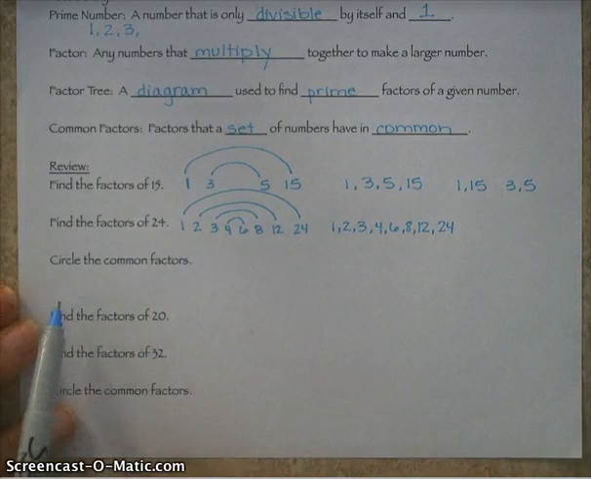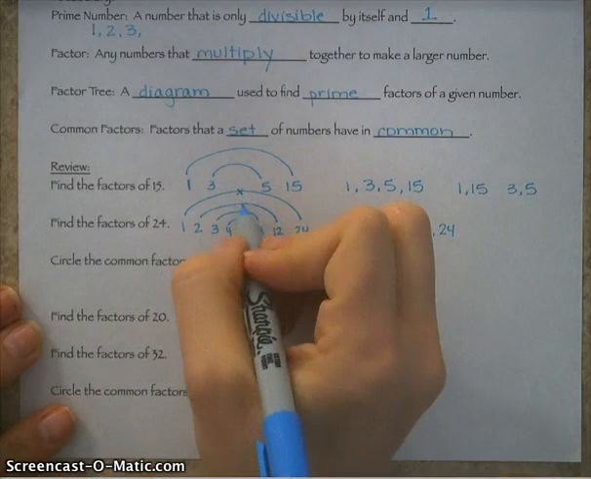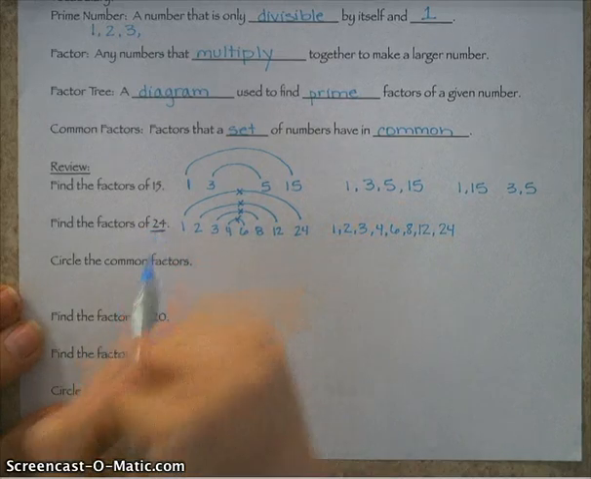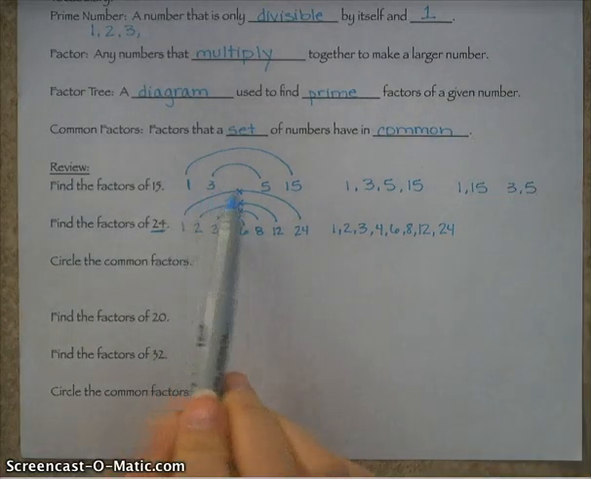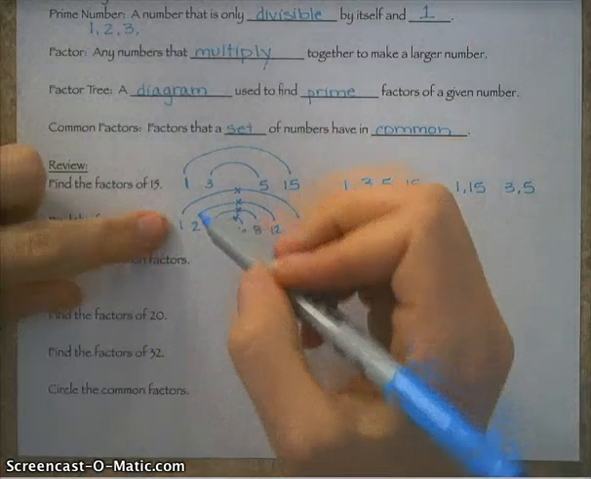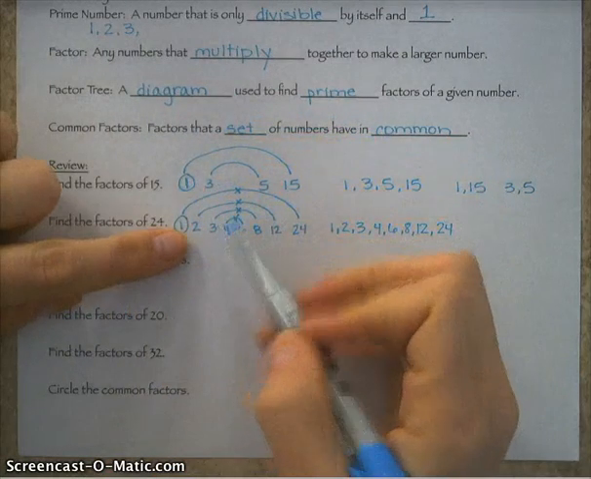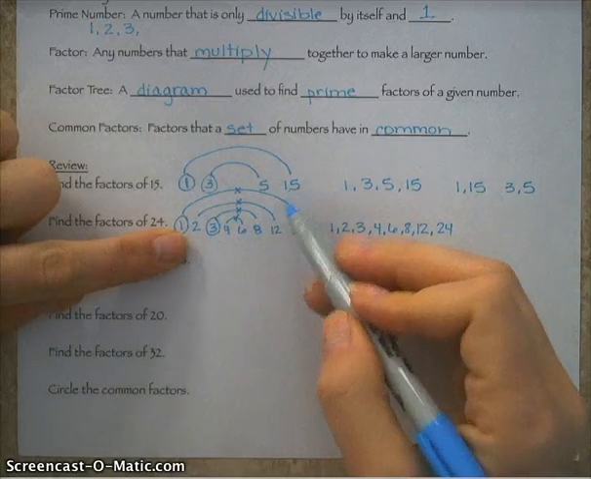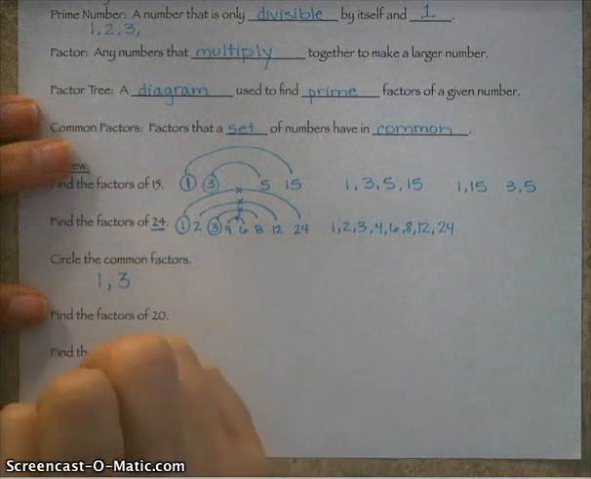Now the next part says to circle the common factors. So remember, each of these, I'm putting a little X there because it means you're multiplying them to get to your number. Okay? So now we need to look for the common factors. If we look at our list here, we've got 1, 3, 5, and 15. So 1 and 1, that one they have in common. 3 they have in common. 5 they do not, and 15 they do not. So the common factors here are 1 and 3.